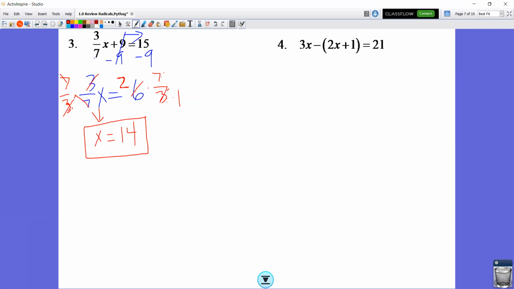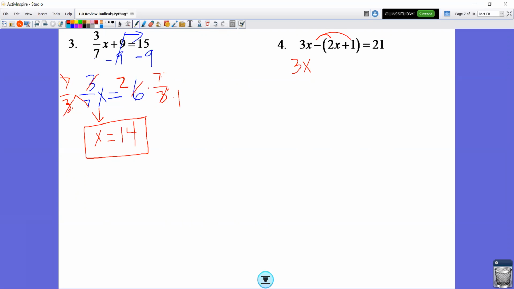All right, so with fractions, make sure you multiply by the reciprocal when you want to divide. All right, and number 4, here's another common mistake people make when there's a subtraction sign in front of a parenthesis. You must distribute this negative sign into both terms here, because I want to get rid of those parentheses. Remember order of operations, right?